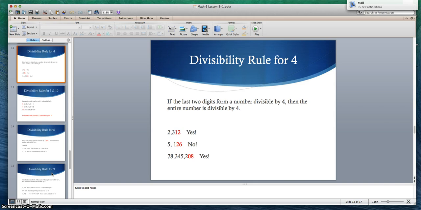5,126. Is 26 divisible by 4? No, so that entire number is not divisible by 4. 78,345,208. You look at the last two numbers. Is 8 divisible by 4? Yes.